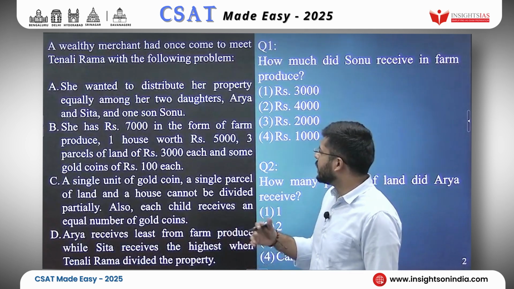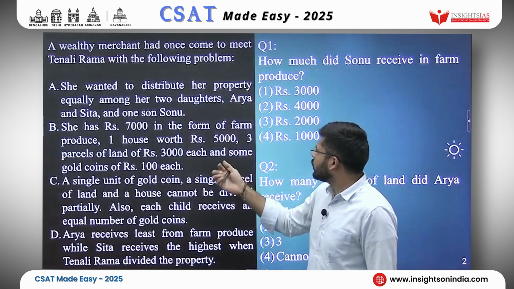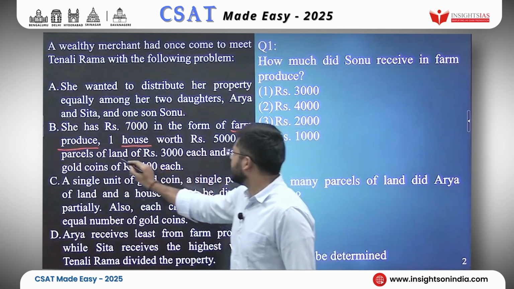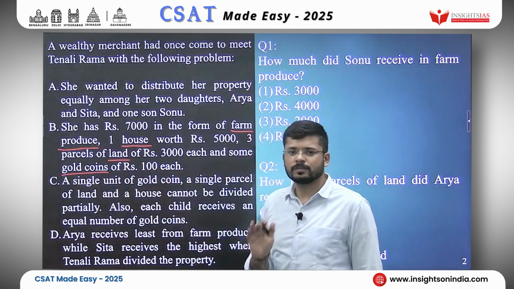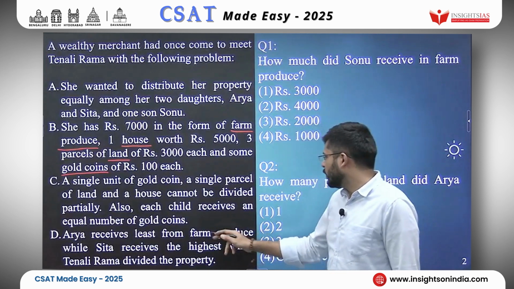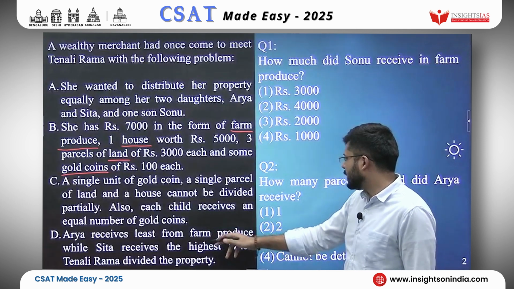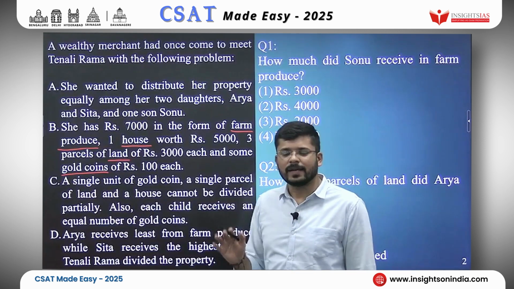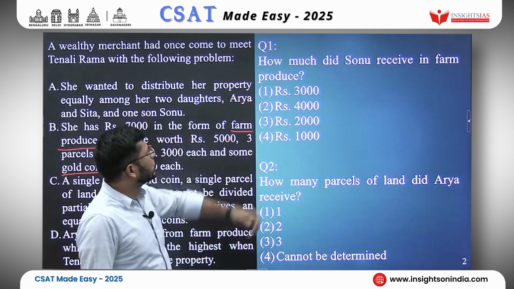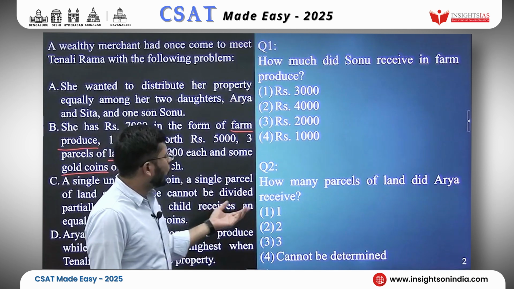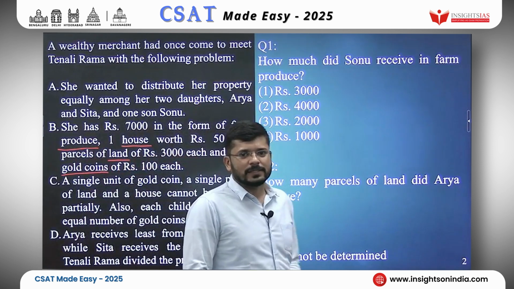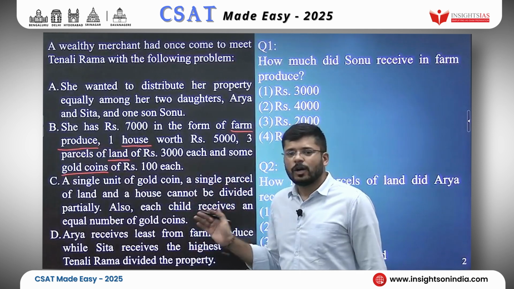How many different types of properties are there here? 4 types: farm produce, house, land, and gold coins. These are to be distributed among 3 children, while one child gets the highest farm produce and another child gets the least. We are to divide it according to these conditions. And what are the questions? How much did Sonu receive in farm produce? How many parcels of land did Arya receive? This question was asked in a state PSC examination. Let's see how to solve this one.